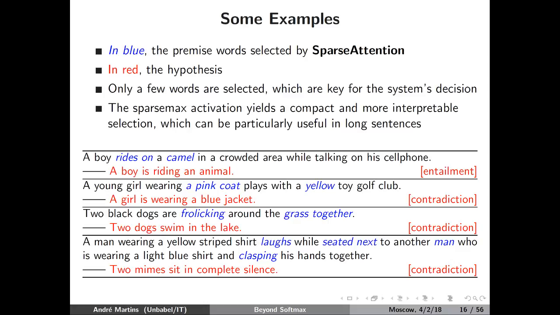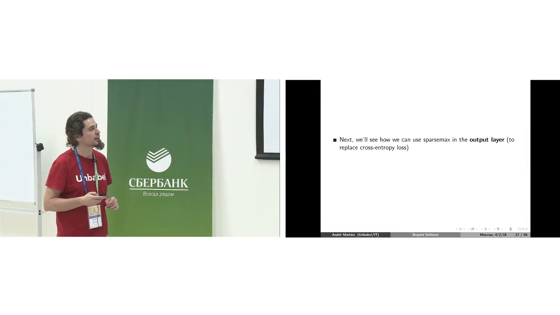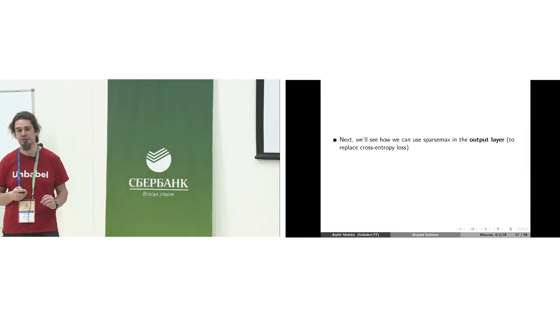And also, if you have a sentence that is very long, like the last one, a man wearing a yellow striped shirt laughs while sitting next to another man who is wearing a light blue shirt and clasping his hands together. Very big and confusing sentence. There are only a few keywords that are important to understand that this is a contradiction. So here the hypothesis is two mimes sit in complete silence. If you look at laughs, seated, next, man and clasping, this makes us able to conclude that there's a contradiction there. So this is basically what we can do by using Sparsemax in an attention mechanism.